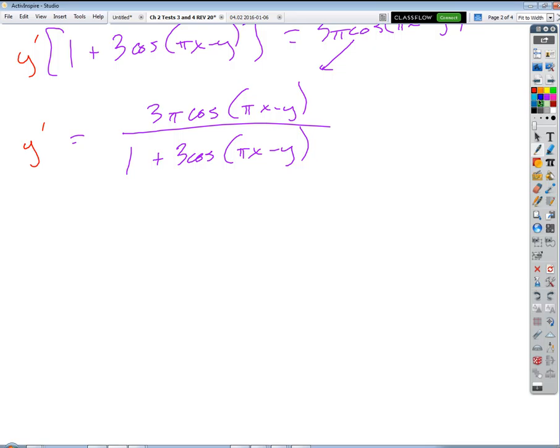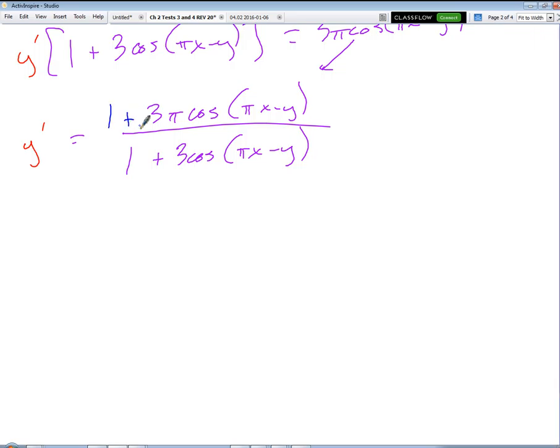Oh, Mr. Roy, I have one more question. Yeah. If it was 1 plus 3 pi cosine on top, and you didn't have the 1 on the bottom, you could make it a 1 plus pi, couldn't you? No, you couldn't. I can't do that because I don't have a common factor of the top or the bottom to cancel. Oh, I was saying if the 1 plus was on the bottom instead. Oh, on the bottom. Yeah, then I could.